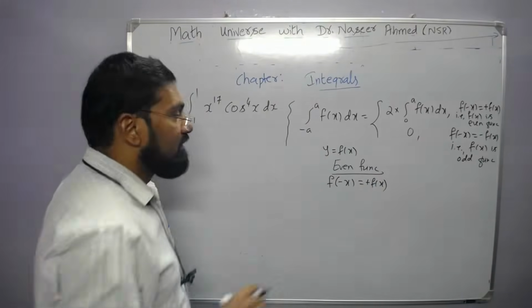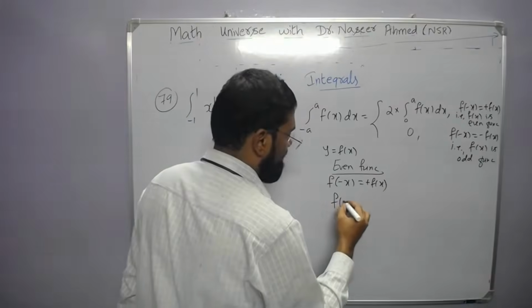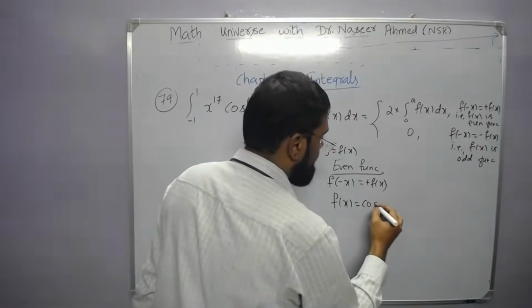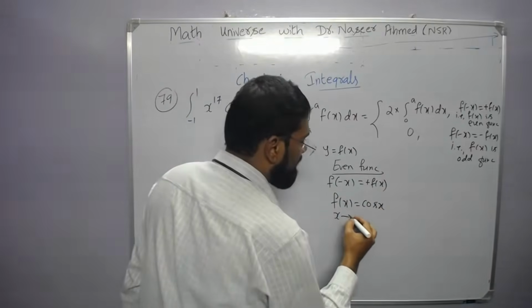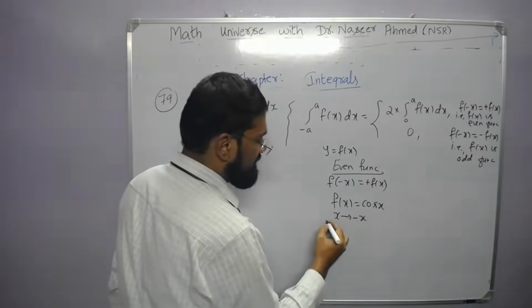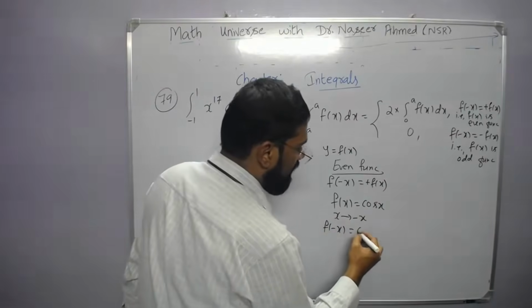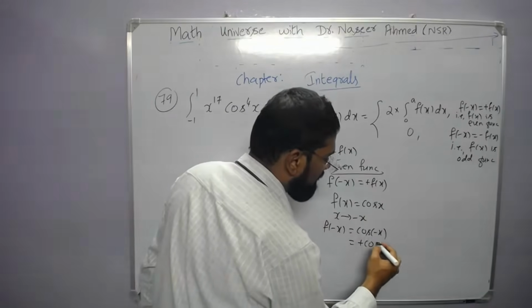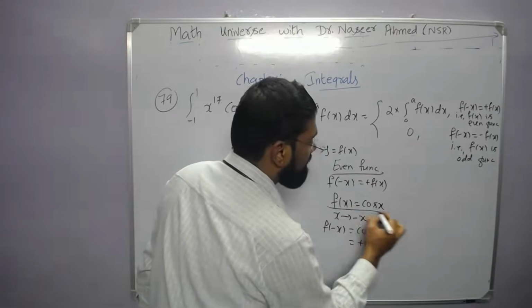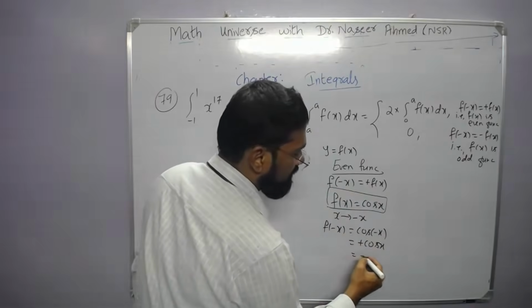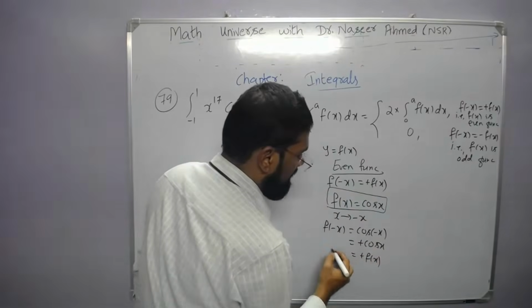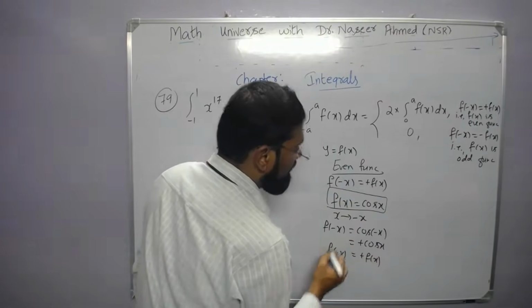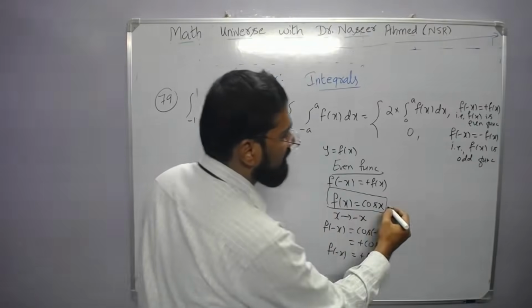For example, f of x is equal to cos x. Now if I replace x by minus x, see what happens. F of minus x is cos of minus x. What is cos of minus x? Plus cos x. Plus cos x is f of x. Can you see? I got back the function itself. So cos x is an example of an even function.